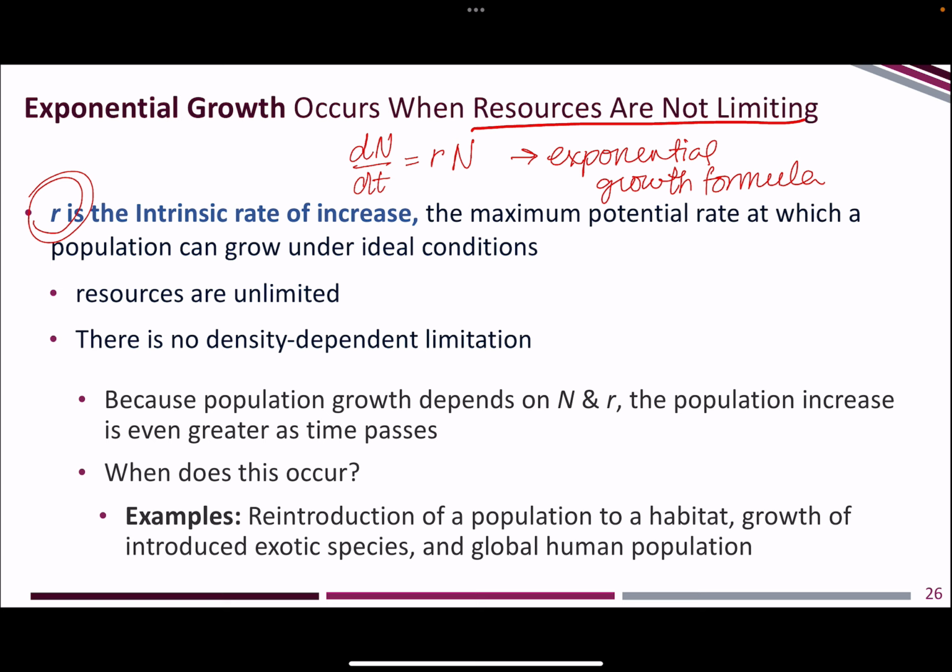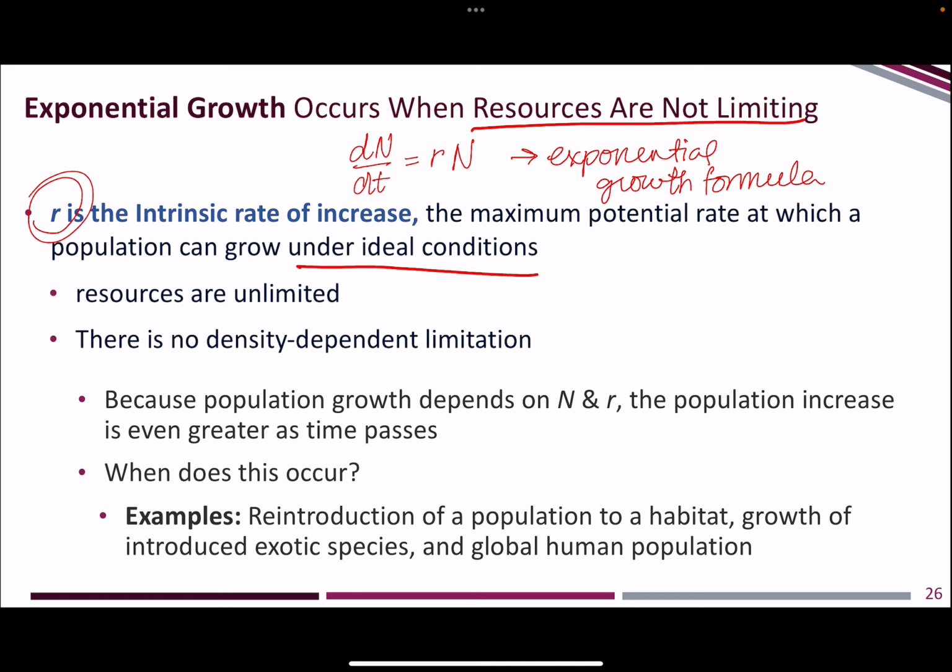So if we're looking at deer, and maybe the maximum number those mamas can have every season is 2, and every female has 2 deer, and they all survive, that's going to be your maximum rate of increase. So again, this is only going to be under ideal conditions. So that means resources are unlimited, and we don't have what we would call density dependent limitation.